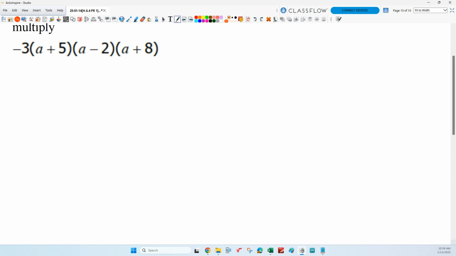Okay, so one approach would be maybe to distribute the 3 to this first one, and then, okay, and then what do you do with that? Multiply by the next one, so on and so forth.